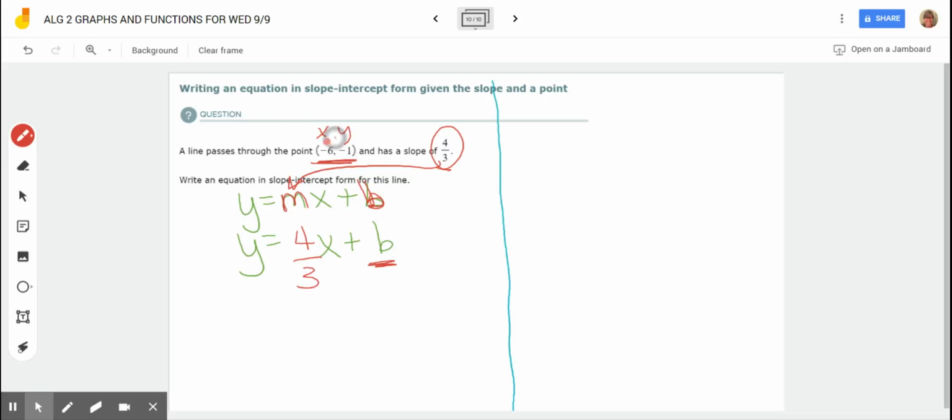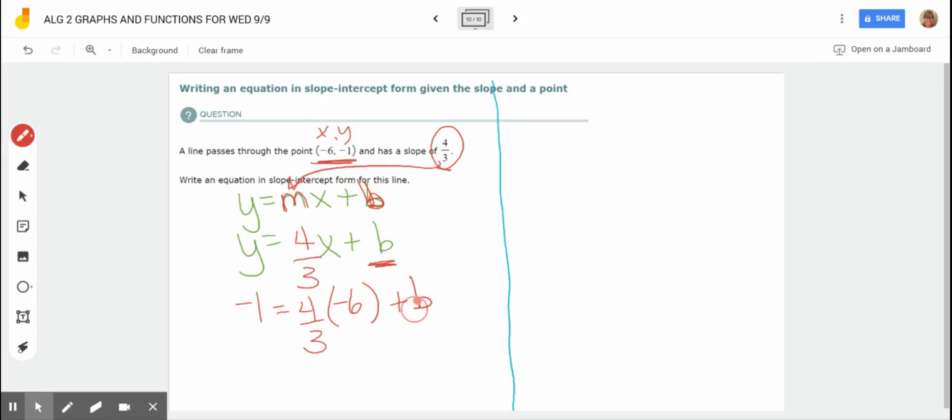Well, they gave you an x and a y. Remember we talked about how any point on a line is a solution. That means you can plug it in and it's true. We are going to plug this in. So where it says -1 for y, we're going to plug in -1 is equal to 4/3 times x, which is -6, plus b. Now look, we have everything here. We can solve for our one variable that we're missing.